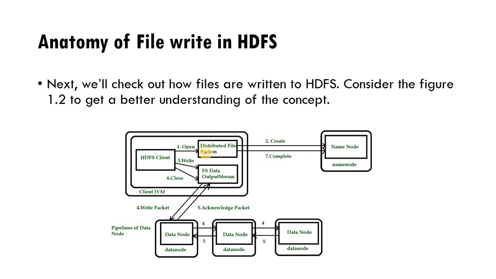So here, first the HDFS client creates a connection, so the open method is called with the distributed file system. Now the distributed file system calls the create method on the name node. At that time the name node checks whether the file already exists or not. If the file already exists, then it provides an error to the client. Otherwise, it provides an object, FS data output stream, and by using this the client can write on the HDFS system.